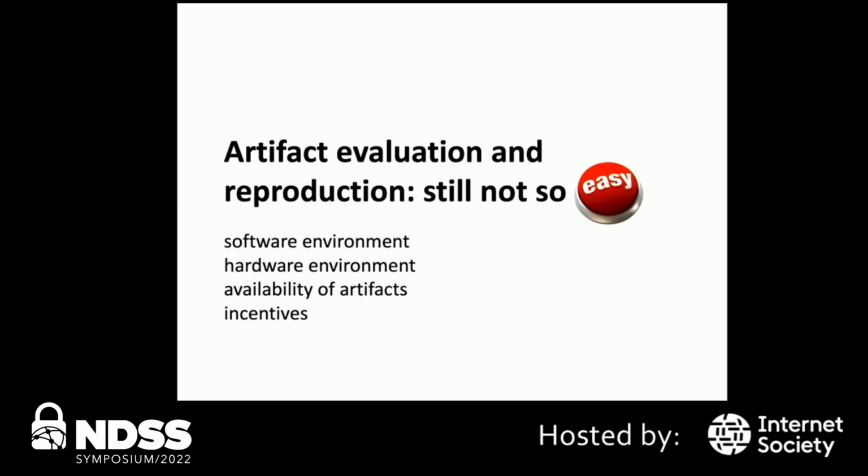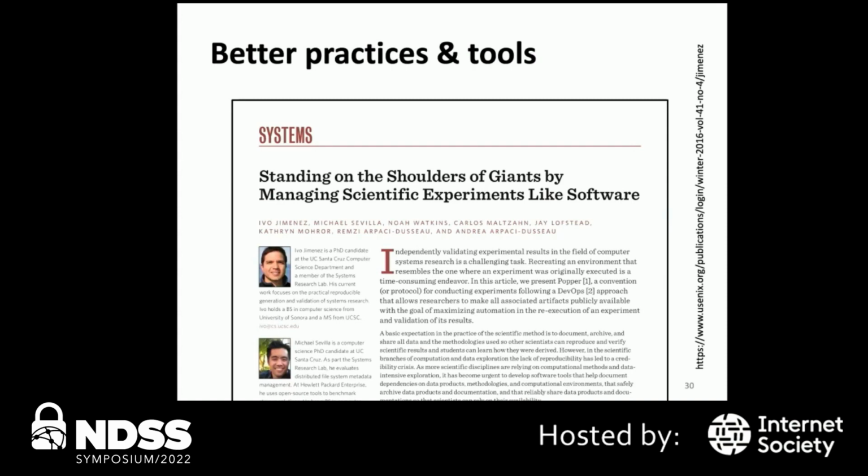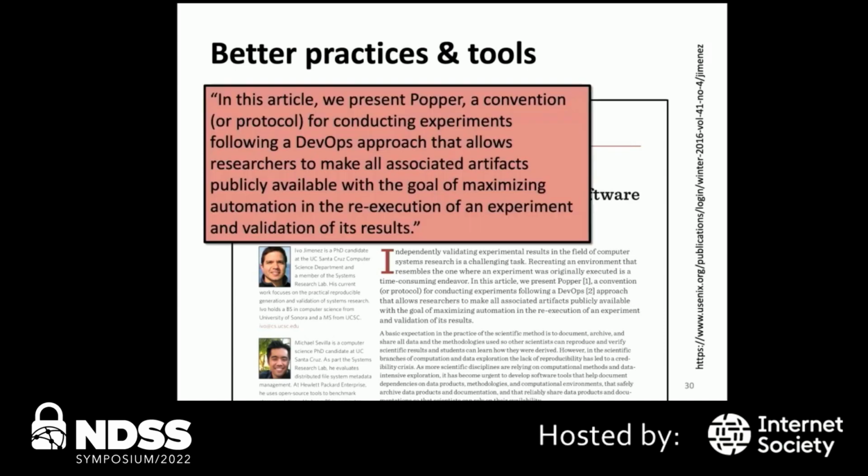Availability. So even if they are produced, will you be able to find them? And of course, the incentives. Are badges really enough for getting people to continue to do all this work? Anyway, people are doing work in all of these different areas. So people are trying to come up with better practices and tools for producing high quality research artifacts, right? So there's a tool called Popper, right? And this is an article from the USENIX ;login: magazine. If any of you remember ;login:, I have fond memories of it.